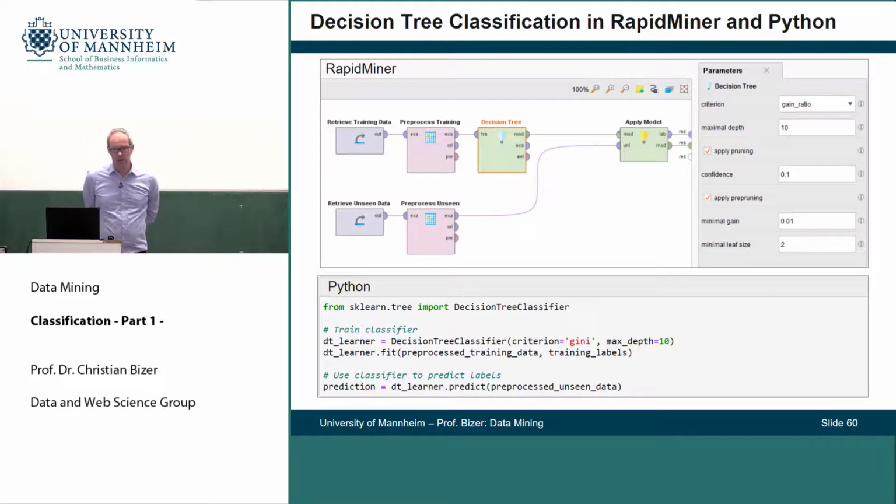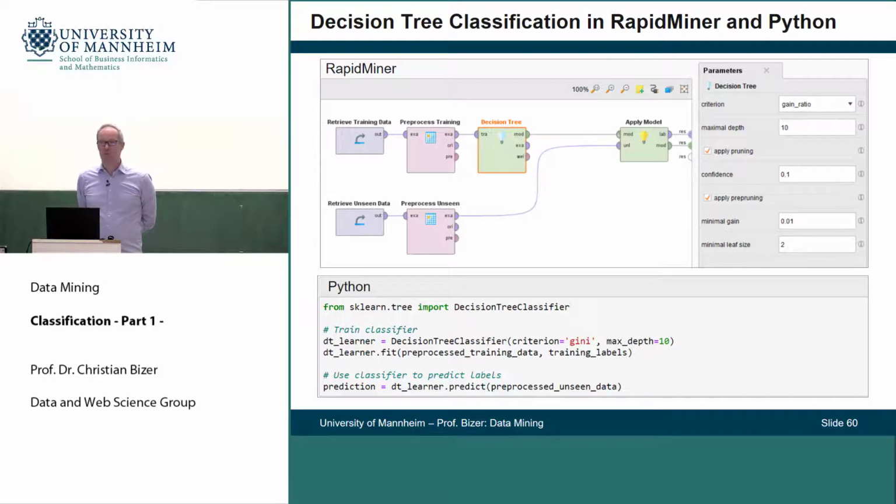So now how do we practically do all this stuff? In RapidMiner, we have a decision tree operator. Again, we load data, we pre-process it, normalize, discretize, whatever is necessary. Then we apply this decision tree learning operator, with parameters: gain ratio, Gini, entropy, information gain, whatever we want.